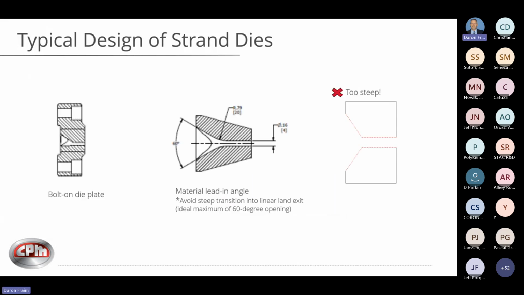This here gives you a side view just to understand some of that internal geometry on that die plate. You typically have a lead-in angle and then what's called a linear land run. The main thing here is to understand that you do not want too steep of an angle. You don't want to force that melt to make a sharp transition leading into that linear land. It can cause some turbulent flow and some unstable flow exiting that die. So typically 60 degrees is recommended, no greater than that in terms of that lead-in angle.